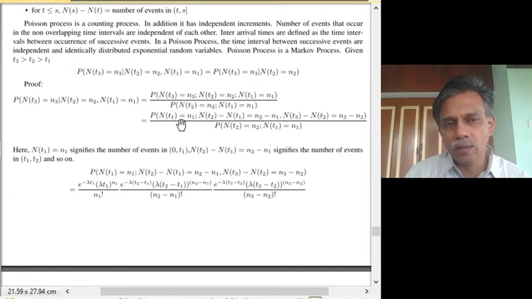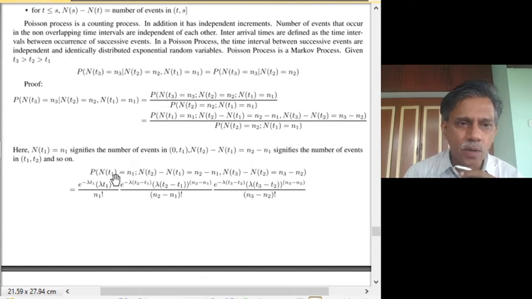0 to t1 is an interval which is independent of t1 to t2, which is independent of t2 to t3. Now let us invoke the independent increment nature of Poisson process. So these are three events which are independent of each other. So the probability of the intersection of three events A, B, C, that is probability of A intersection B intersection C, is probability of A into probability of B into probability of C. So we can multiply these probabilities.